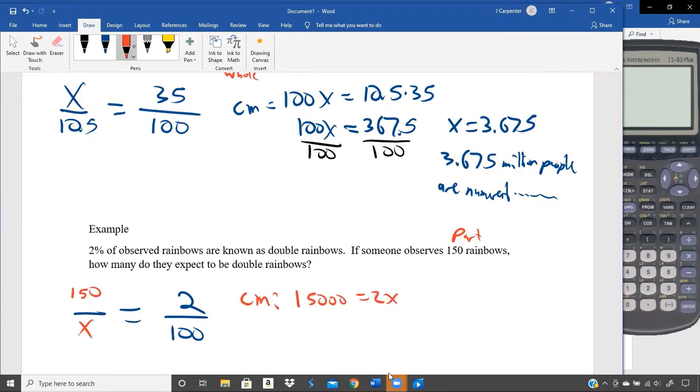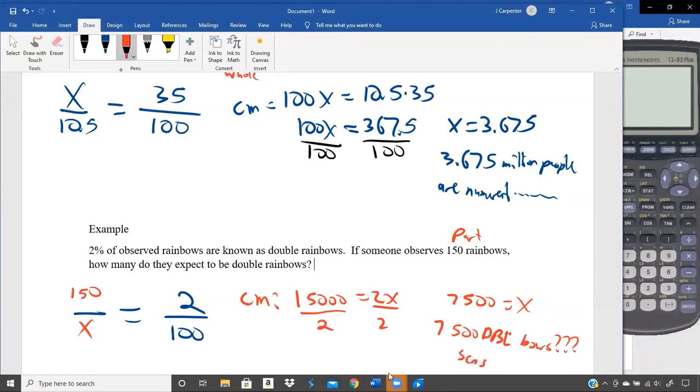And then the 2 times the x. And then when you divide both sides by the number with the variable, which is the 2, you're going to get, that was 15,000, so 7,500. So what is x? X was the number of double rainbows, so it's 7,500 double rainbows.